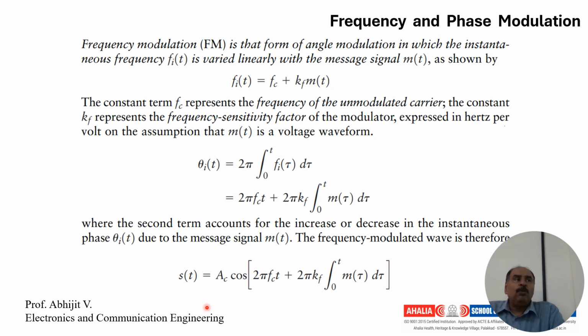Like we have written the output waveform for the amplitude modulated wave, here we are writing the equation for the output of the frequency modulated wave. In that case, we have two terms. One is 2 pi fc t, the other is about the message signal, that is 2 pi Kf integral 0 to t of m of tau d tau, where Kf stands for the frequency sensitivity factor.